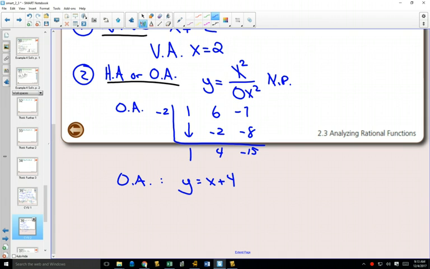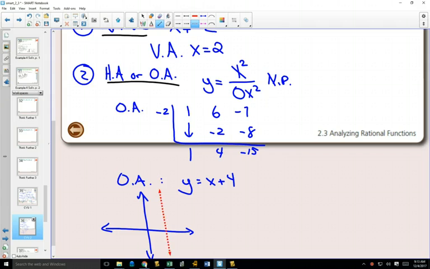So when you go to graph, we know that we have a vertical asymptote at x equals negative 2. We have an oblique asymptote at y equals x plus 4. That has a slope of 1 and a y-intercept of 4.